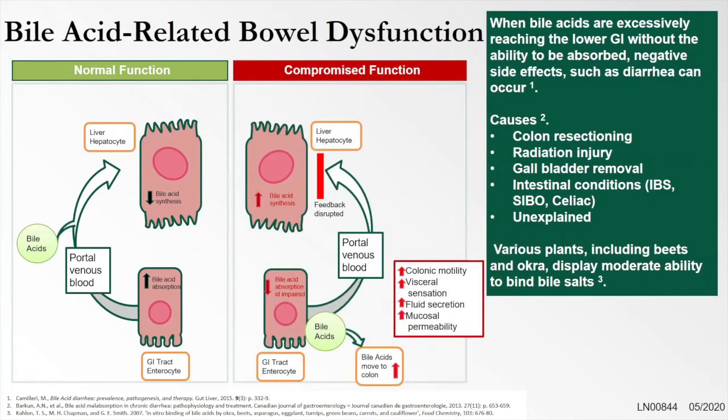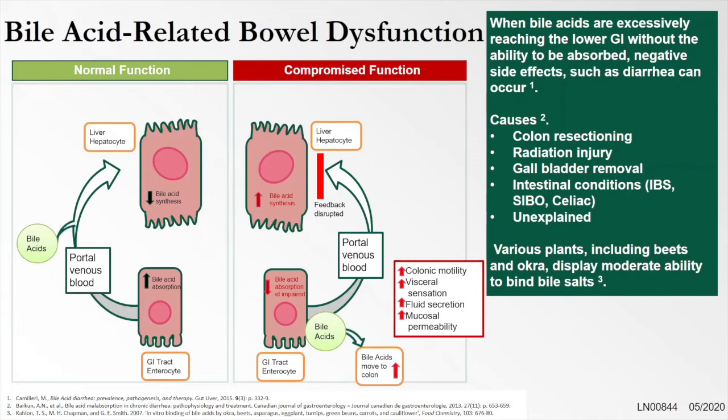But during compromised function, what you see is that the bile acid feedback gets disrupted, less bile is absorbed, and this whole system is impaired. So you start seeing increased bile synthesis from the hepatocytes and a lack of absorption in the enterocytes, ultimately moving so much of it towards the colon, where you can now see increased colonic motility, visceral sensation, fluid secretion, mucosal permeability, all leading to these negative effects, a lot of it being characterized by diarrhea.